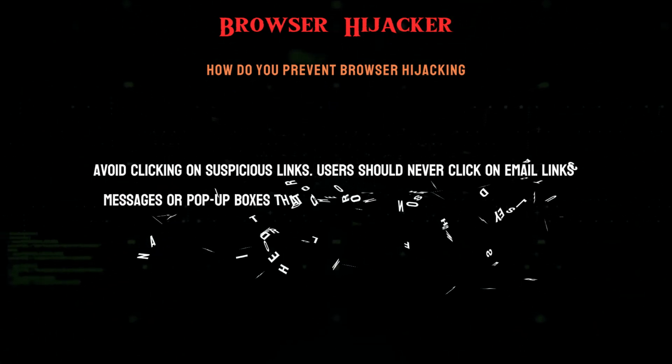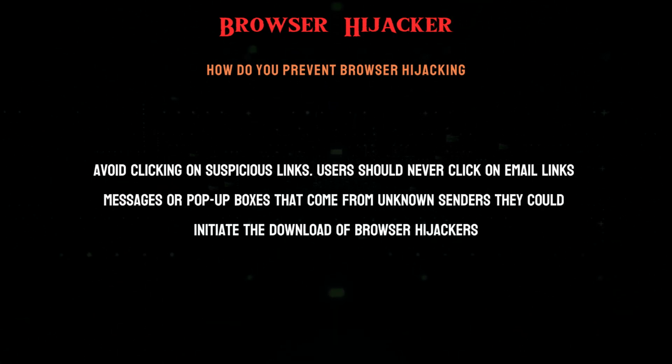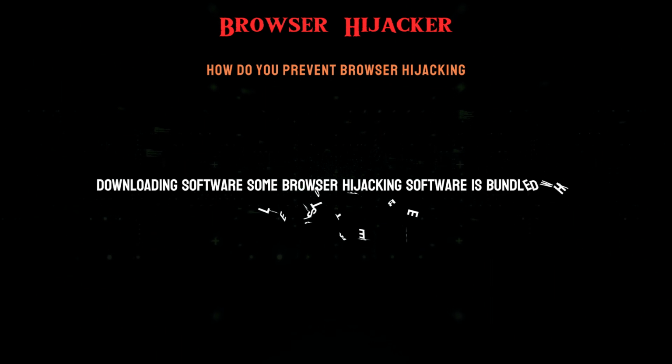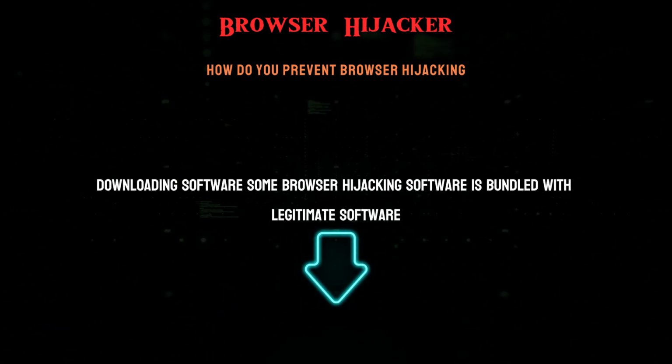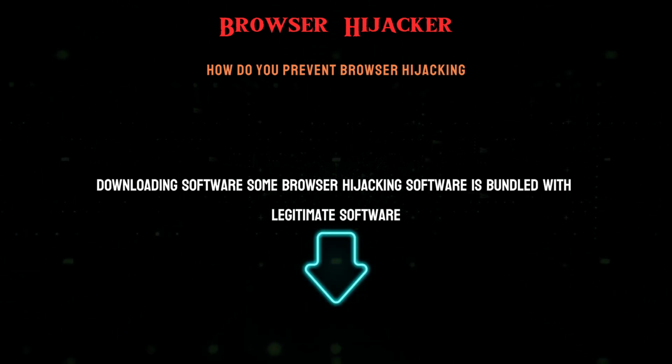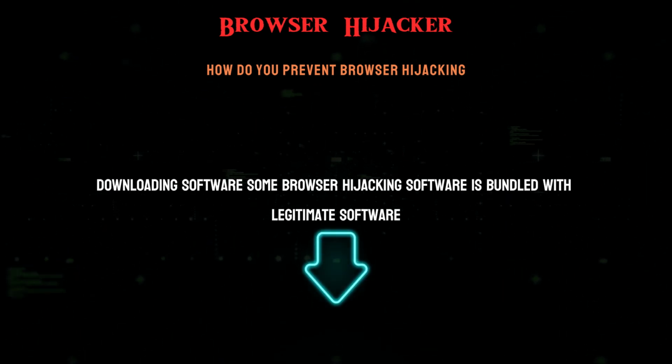Avoid clicking on suspicious links. Users should never click on email links, messages, or pop-up boxes that come from unknown senders. They could initiate the download of browser hijackers. Be careful about downloading software. Some browser hijacking software is bundled with legitimate software, so users should read all terms and conditions and end-user licensing agreements before downloading any software.